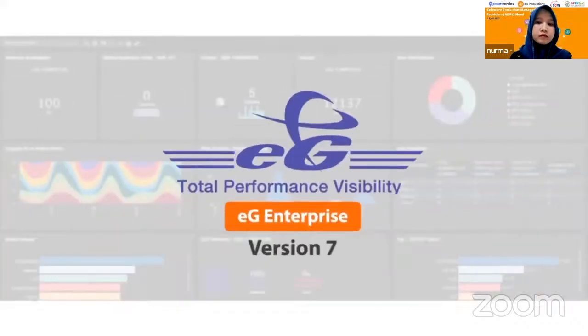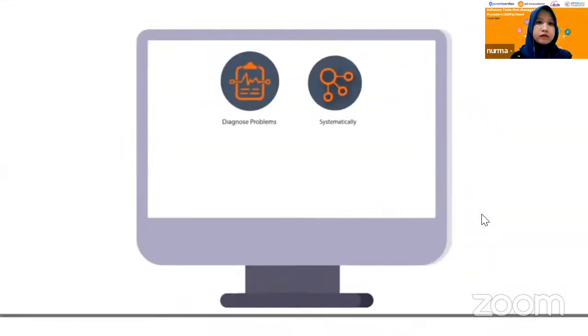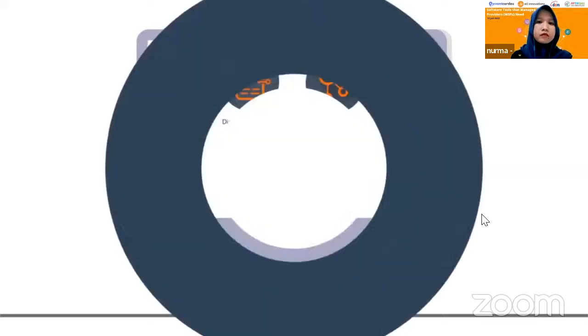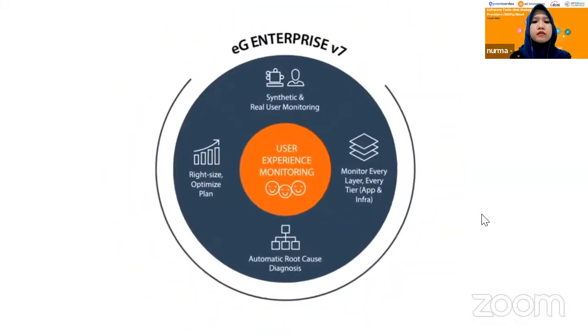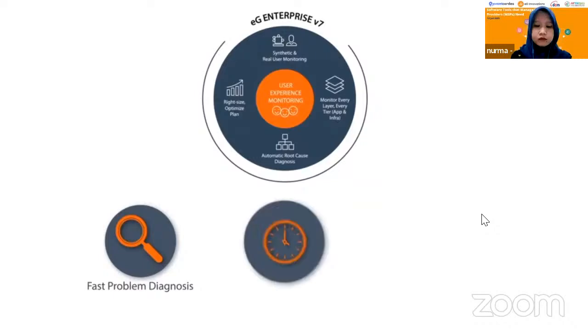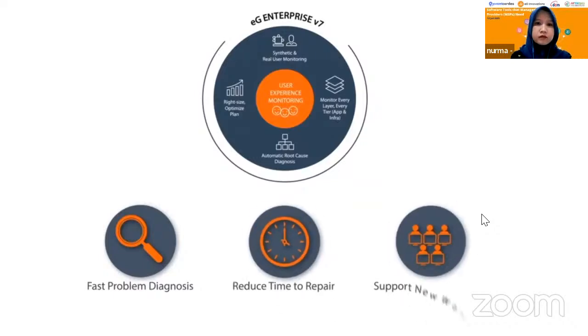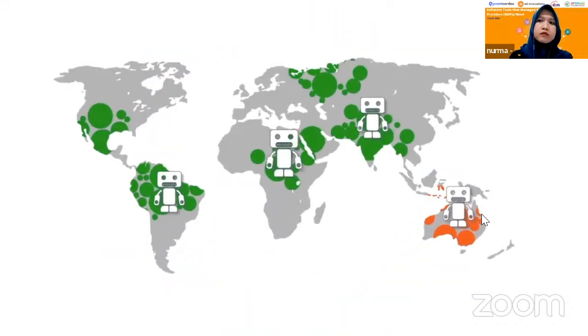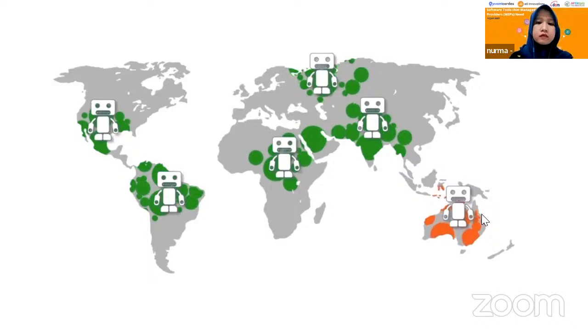Introducing EGInnovation version 7, a comprehensive and intuitive user experience monitoring solution that helps IT teams diagnose problems systematically, quickly, and accurately. EGInnovation version 7 aids in diagnosing problems accurately, reducing time to repair, and planning intelligently to support new workloads. With EGInnovation, you can monitor user experience using synthetic software robots deployed at different locations and get alerted to potential issues before they become business impacting.